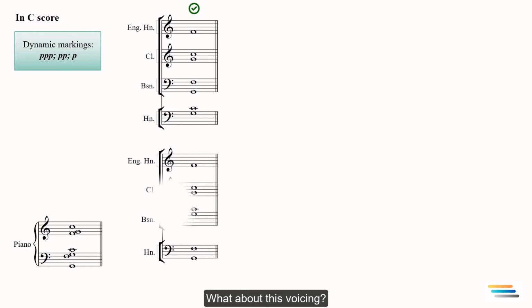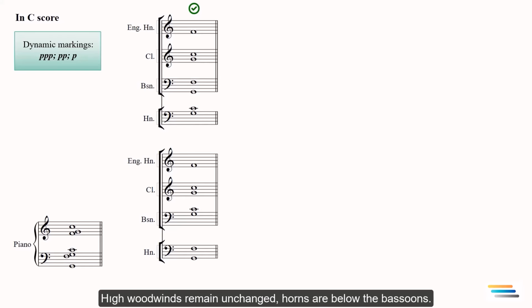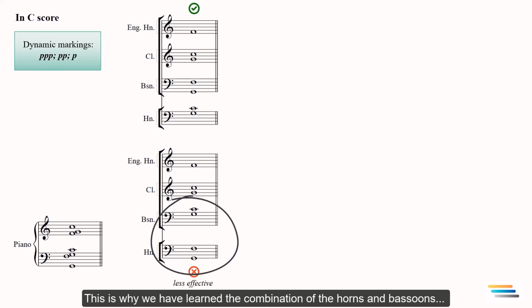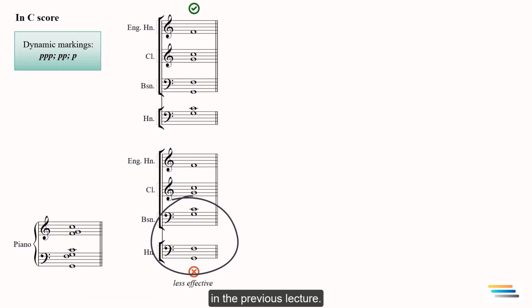What about this voicing? High woodwinds remain unchanged. Horns are below the bassoons. Is this effective voicing or not? Of course not, because the horns will cover the bassoon sound. This is the less effective voicing. This is why we have learned the combination of the horns and the bassoons in the previous lecture.